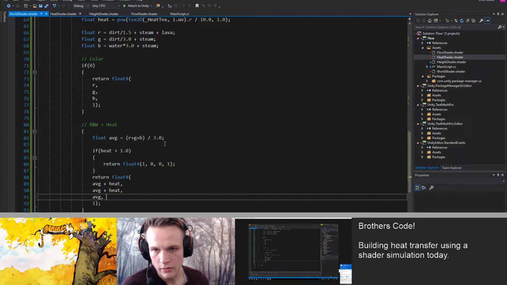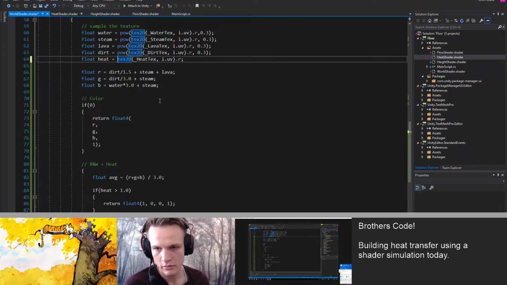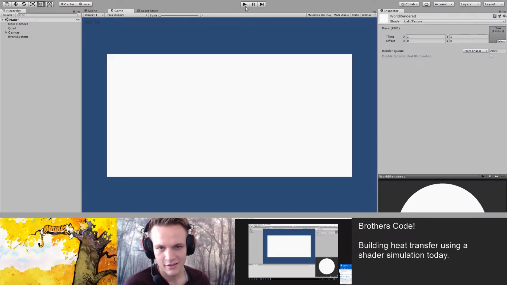So the heat is the power of the sample of just the red channel by 1. Well, I mean, that rescales it for sure. Or we could just do that. Yeah, let's just sample it and see. Okay, so run that and let's see what it does.